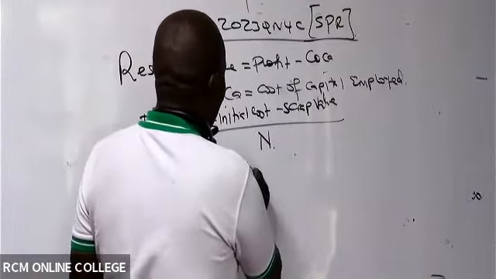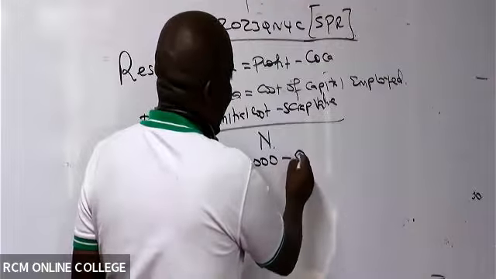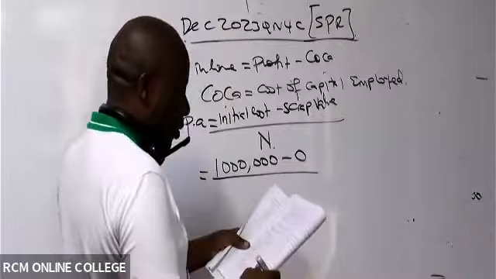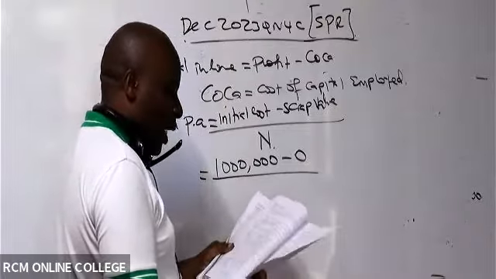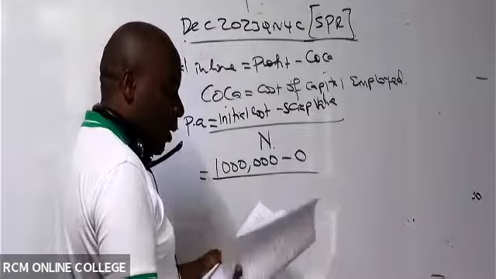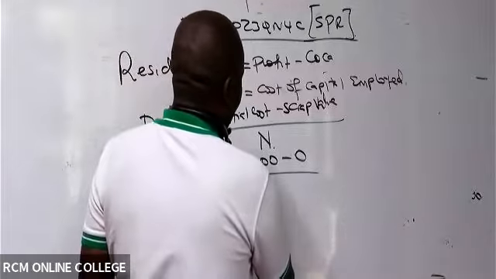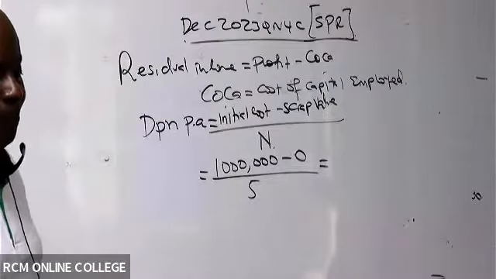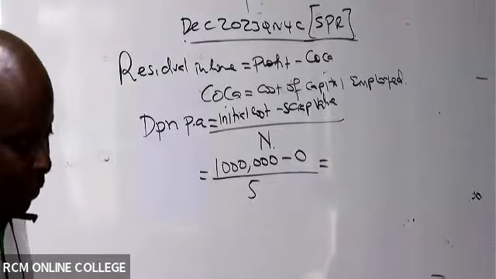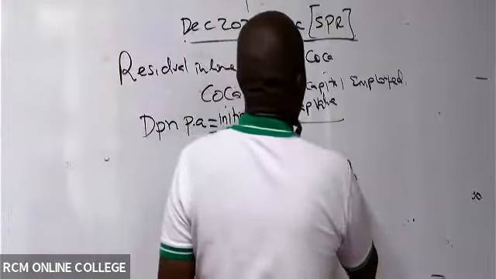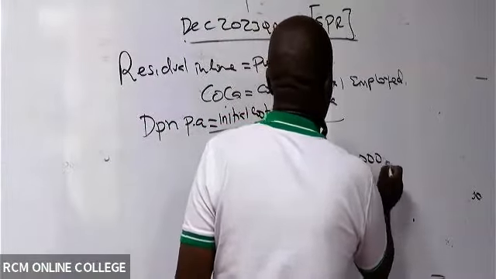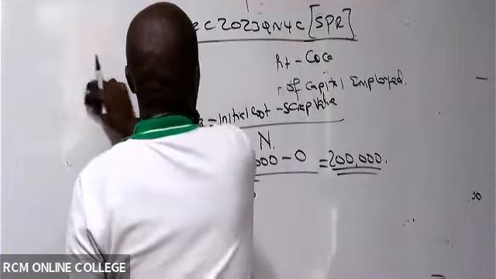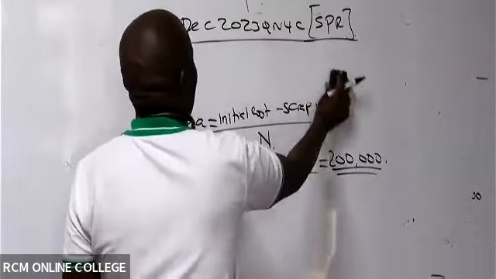So 1 million. What is the scrap value? They have told us scrap value is 0. And they have told us that this particular machine we are bringing on board will have a useful life of 5 years, not number 1, 5 years. So it means that every year, the depreciation will be how much every year? 200,000. So every year, the depreciation will be 200,000, like that.